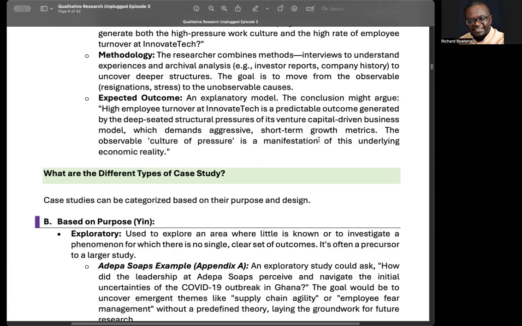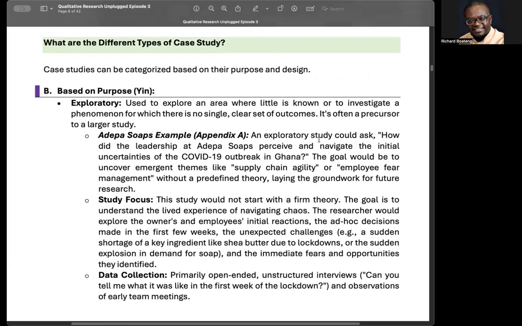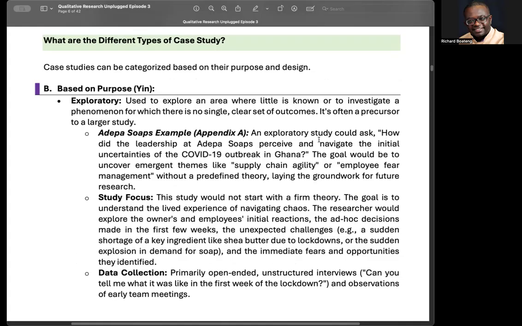Okay, so understanding your philosophical stance is clearly step one. Now let's look at the different types of case studies. The guide mentions a few ways to categorize them. First, based on purpose, using Yin's categories: exploratory, descriptive, and explanatory. Right. These categories basically help you clarify what you're trying to achieve with your study.